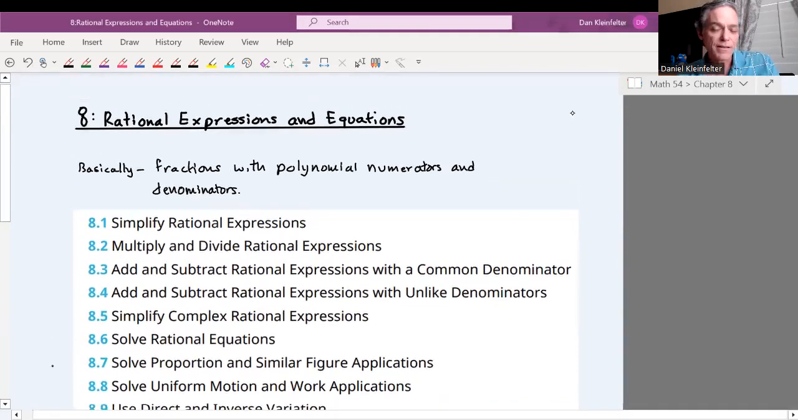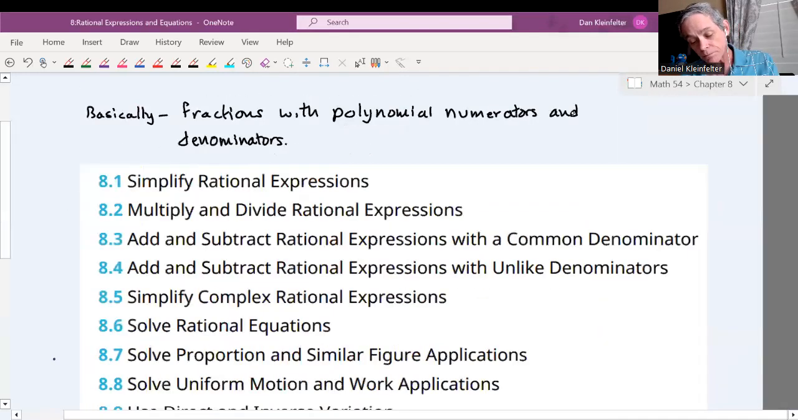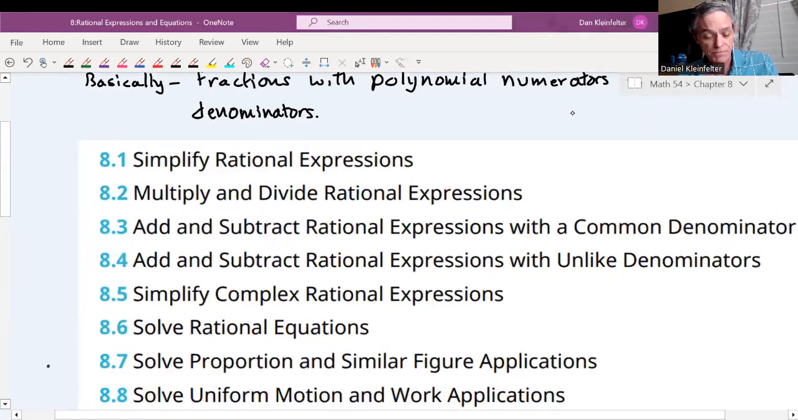Basically, the quick idea of the whole chapter is that it's about fractions, and the fractions have polynomials as numerator and denominator. So we've seen before how to work with polynomials, how to factor them, add, subtract, multiply, and divide polynomials. This chapter is about having fractions where the top and bottom are not just numbers, but are instead polynomials. So let's go through this and see what each section is about.